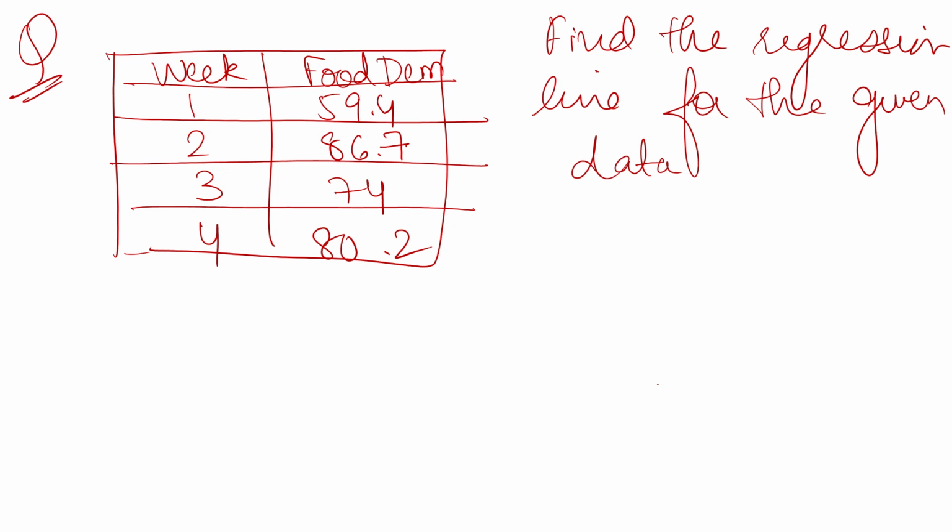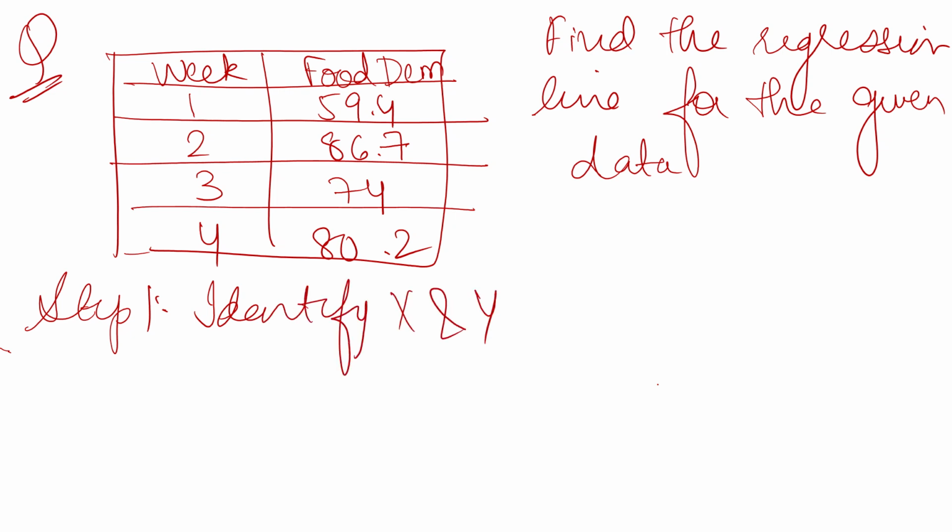So what we will do in step 1 is identify your independent and dependent variable. We saw y = ax + b, where X is independent but Y is dependent. Week does not depend on the food demand. If food demand increases, that does not mean that the week also increases. But we can say it vice versa.